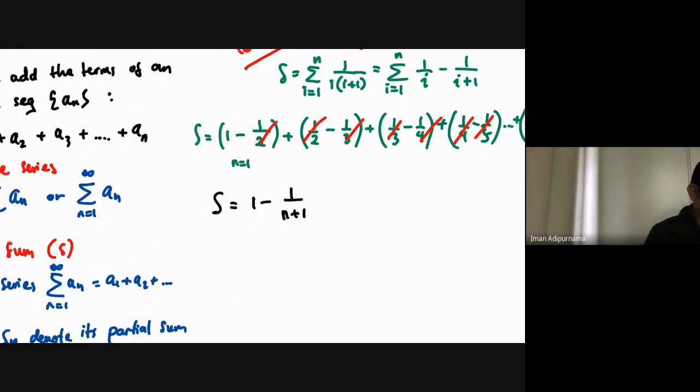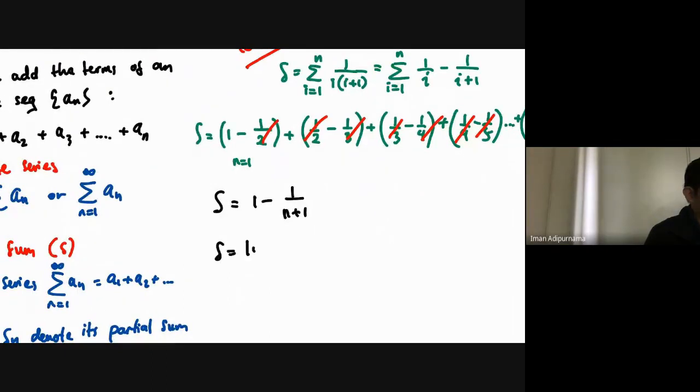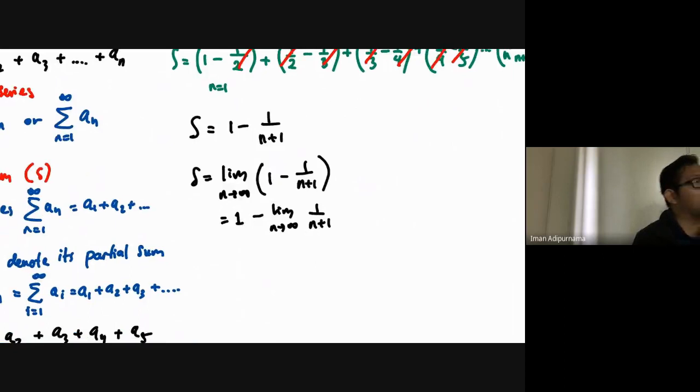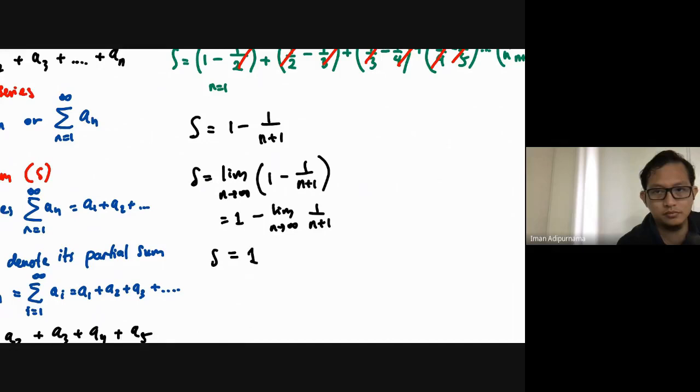So from here, we can actually approach with limit. Of course, 1 over n plus 1 will be 0 in limit. So the S will be 1. Therefore, the series converges.